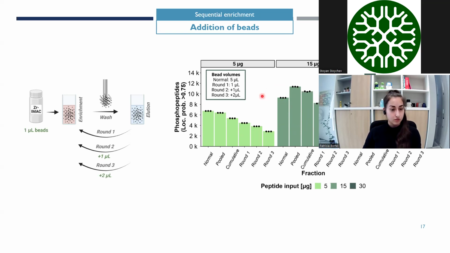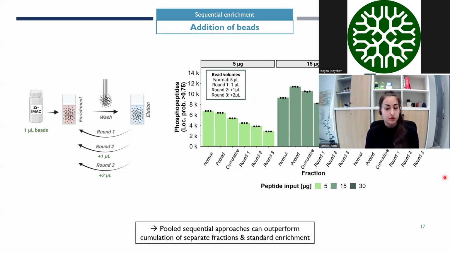However, we didn't observe such an improvement for the 5 microgram peptide input, which might be due to the reason that maybe the bead volumes weren't that optimal for this peptide input amount. So overall, after these evaluations of sequential enrichment, we were able to confirm that sequential enrichment approaches can definitely significantly increase phosphopeptide identifications compared to a standard one-round enrichment, and also that this pooled approach definitely works and can reduce your MS measurement time as well as avoid these complications with the quantification questions.